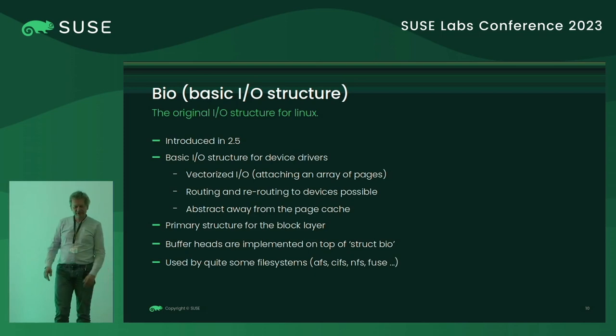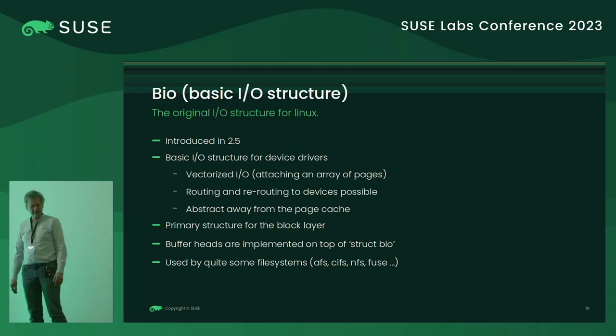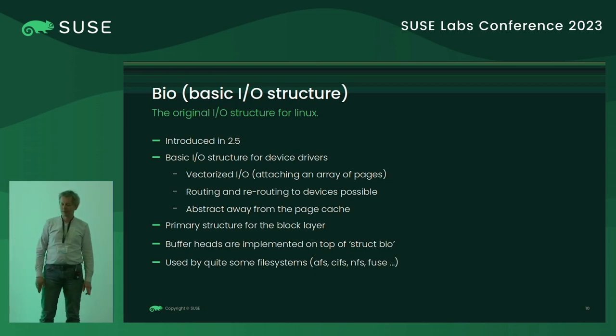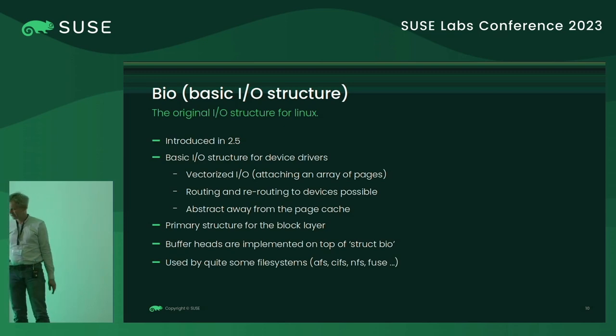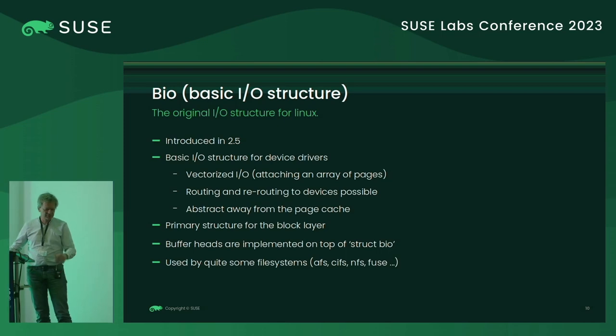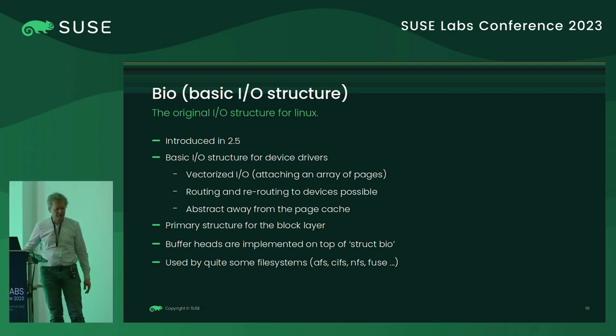So this is, as I said, the primary structure for the block layer. And incidentally, nowadays buffer heads are implemented on top of struct bio. So I/O from buffer heads will first be converted to bios before being sent off to the devices themselves. And bios are also used by quite some file systems, meaning those who don't use buffer heads, unless you talk about GFS2, which seems to use about every single structure which we have concurrently, so whatever. Anyway, this is just for reference, because that's actually working reasonably okay.